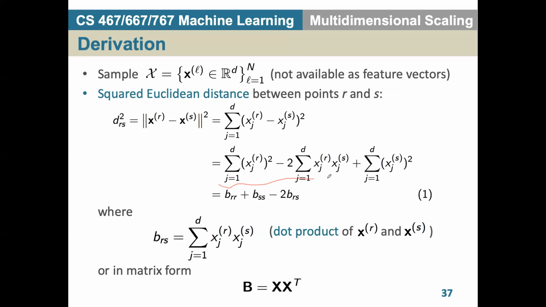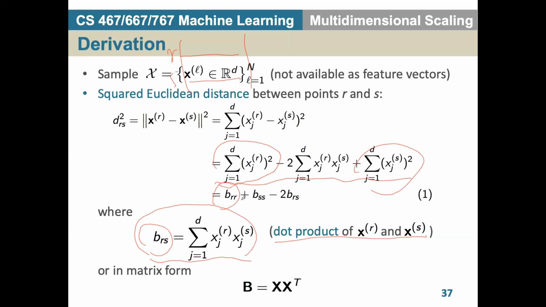When we are here, let's define this. We define the dot product between two rows in the data. This is the row matrix. This is the S point, and this is the R point. The inner product is defined by this, and we call this B_RS. If you know the coordinates of the R row and the S row, you can see this is the R row inner product with itself, B_RR, and this is B_SS, and this is minus 2 B_RS, just following the definition.